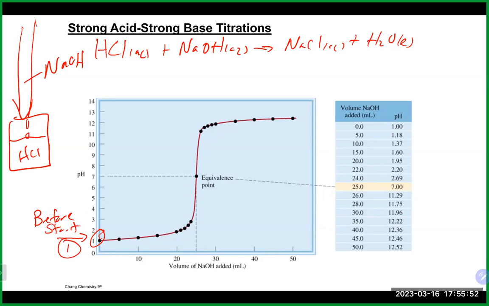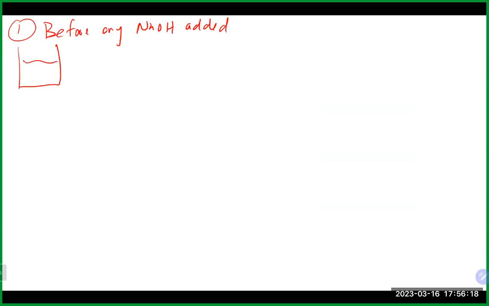So in this case, the very first part we're going to look at is before we actually add any sodium hydroxide to the flask. So let's talk about what's going on in that situation. At the very first point, before any sodium hydroxide is added, or any base is added, the only thing I have in my flask is the HCl, which means if I want to figure out the pH of my solution to begin with, how would I do that?